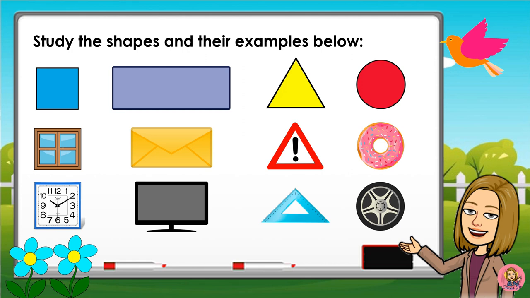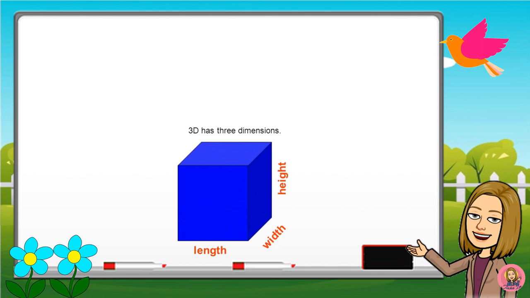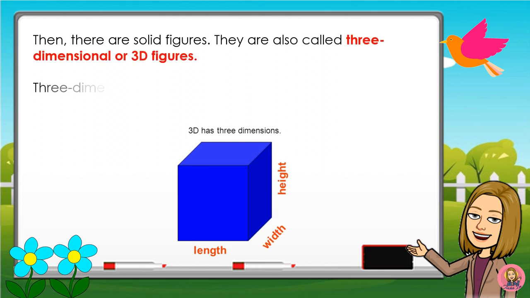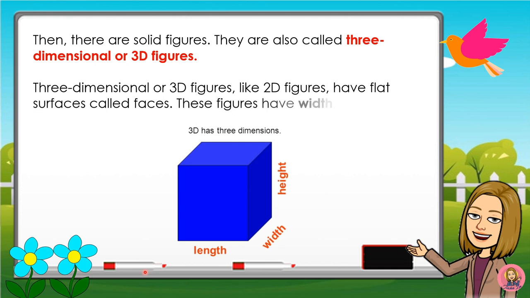Study the shapes and their examples below. Then, there are solid figures. They are also called three-dimensional or 3D figures. Three-dimensional or 3D figures, like 2D figures, have flat surfaces called faces. These figures have width, height, and length.